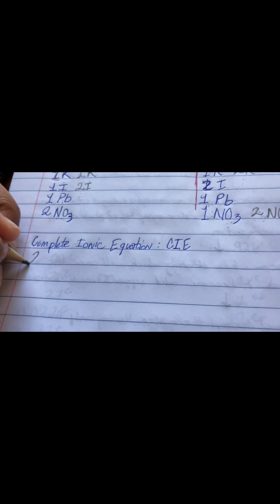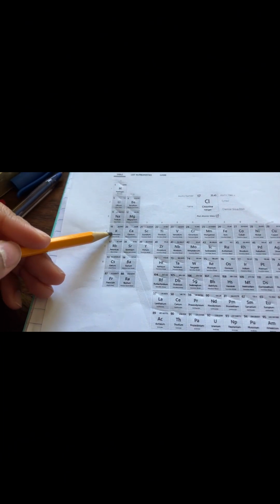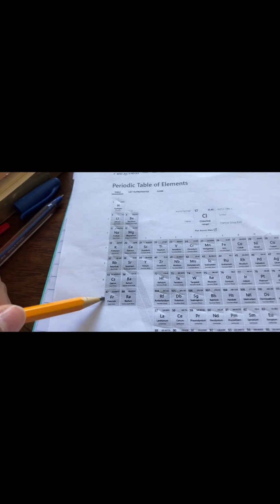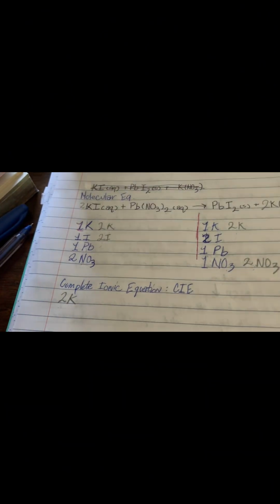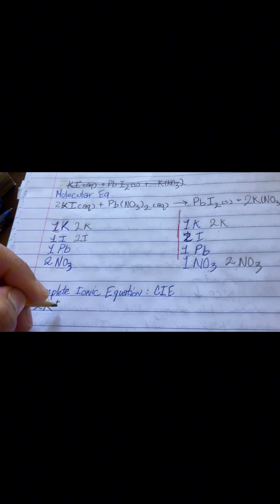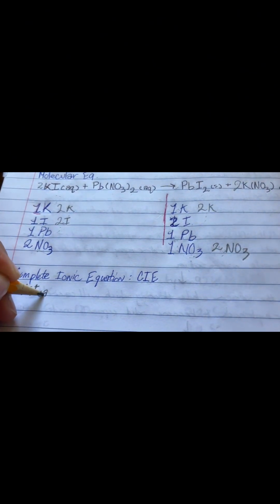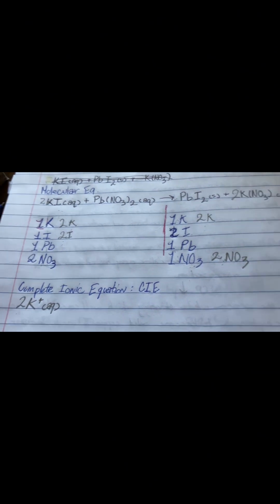So first, we start off with potassium. We already know there's 2 potassiums. But which charge does potassium have? Well, if we look at our periodic table of elements, K is right here, and it's on the first column. So it has a positive 1 charge. So we write a positive 1 charge. And we can write AQ just so we don't forget.